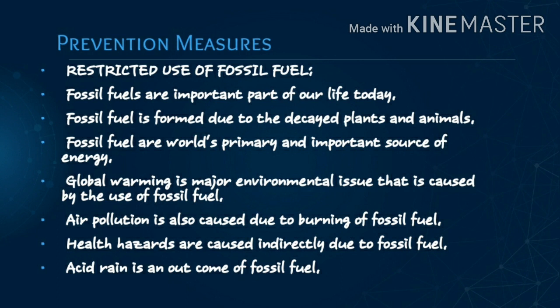Not only that, when various kinds of gases are released, those gases mix with the moisture of the atmosphere, and thus acidic rain is formed. So burning fuel indirectly causes the occurrence of acidic rain as well.